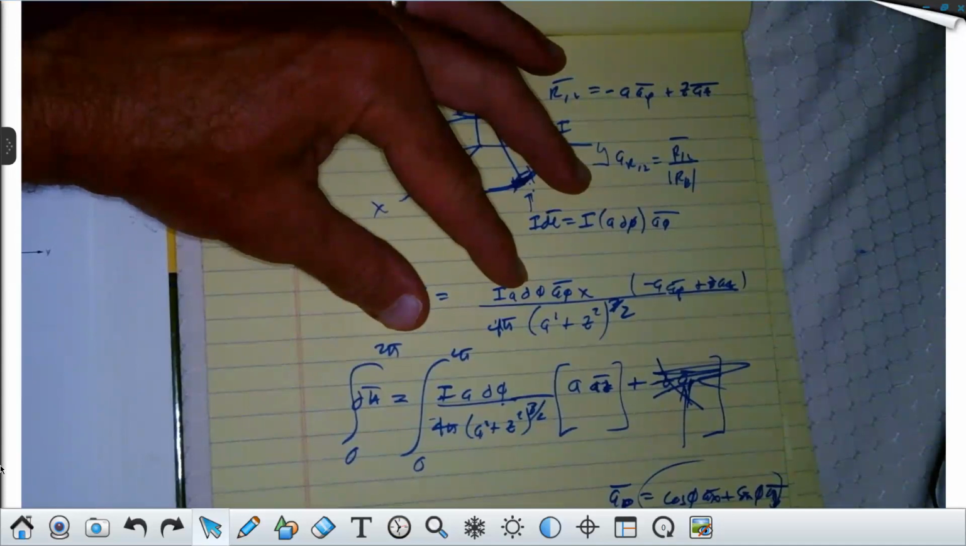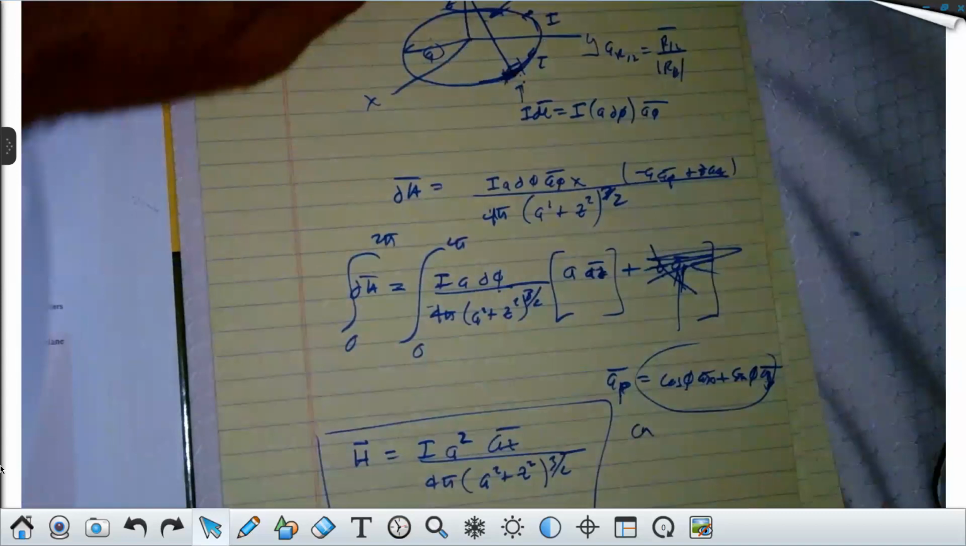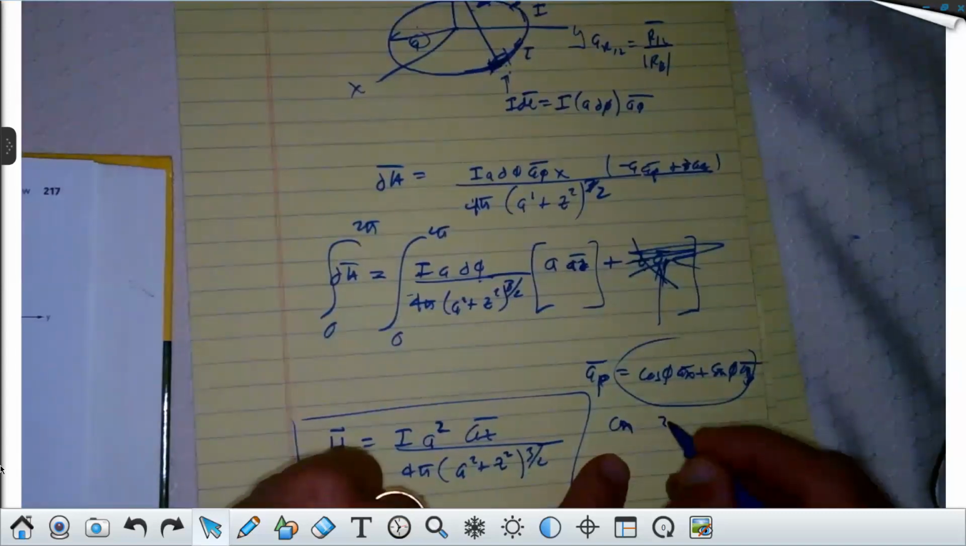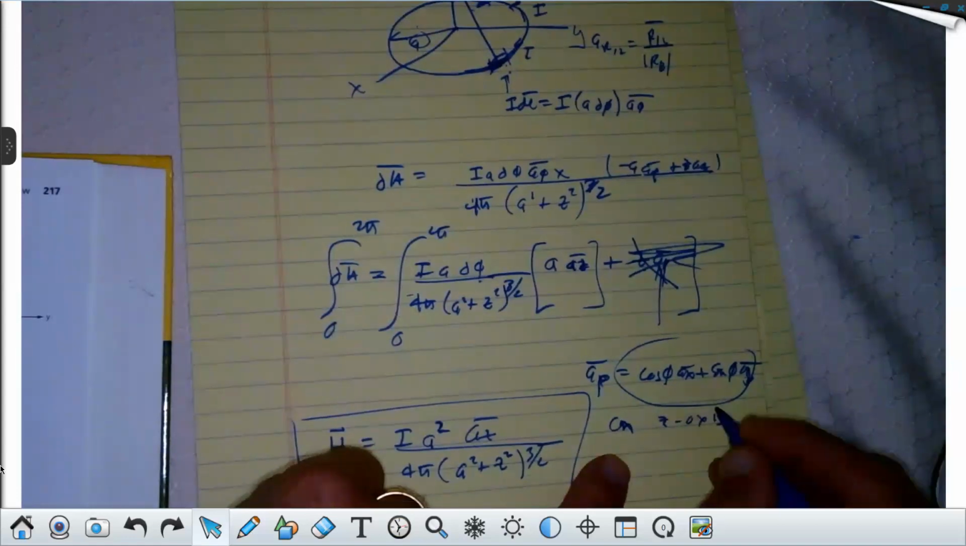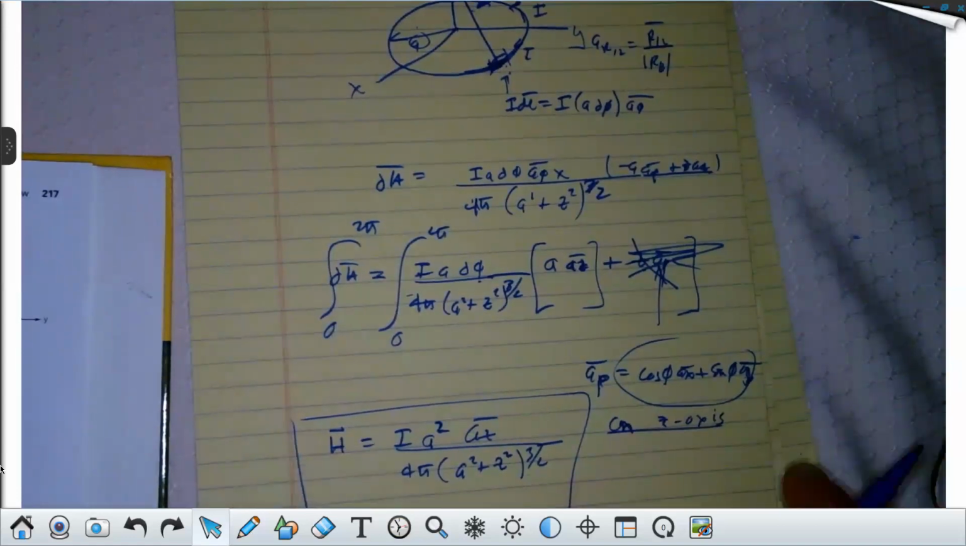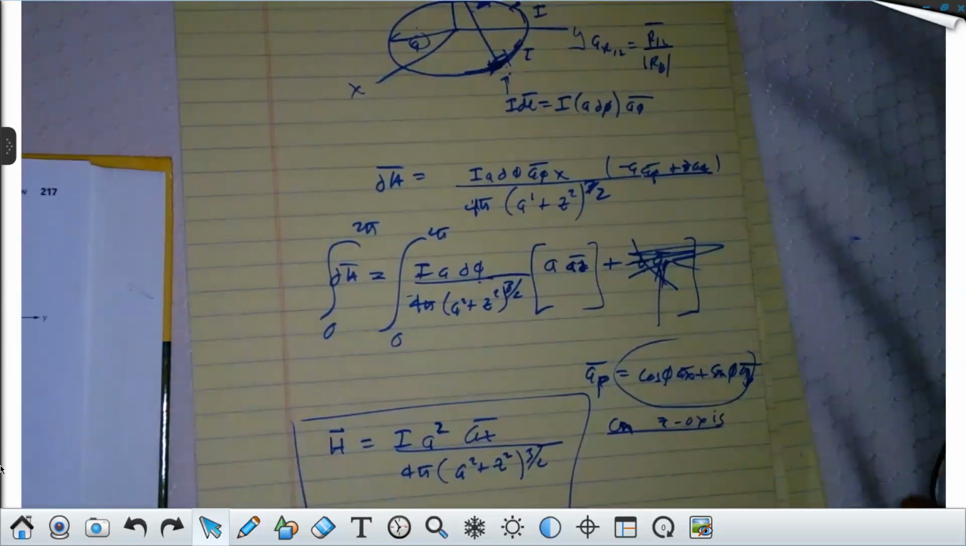And that is the H field on the Z axis right here. You're going to get this, and this is on the Z axis. That's shown in his book on page 218, formula 4.9. He has it right here.